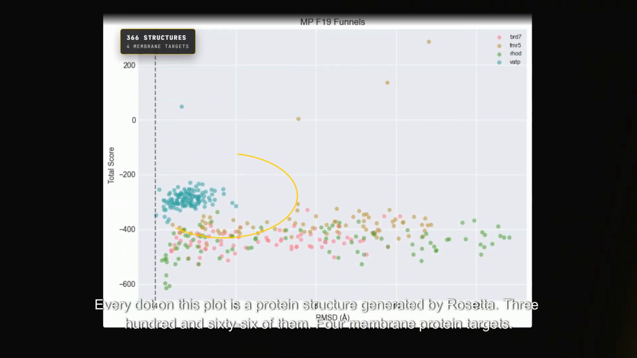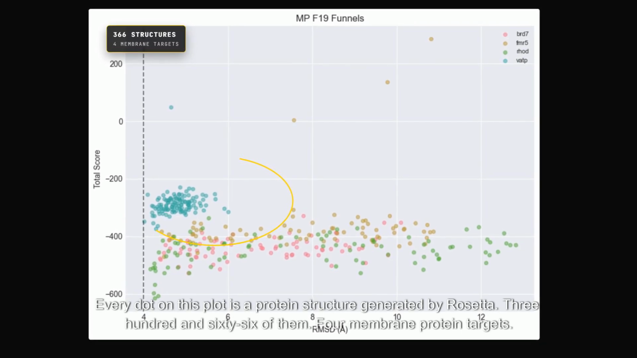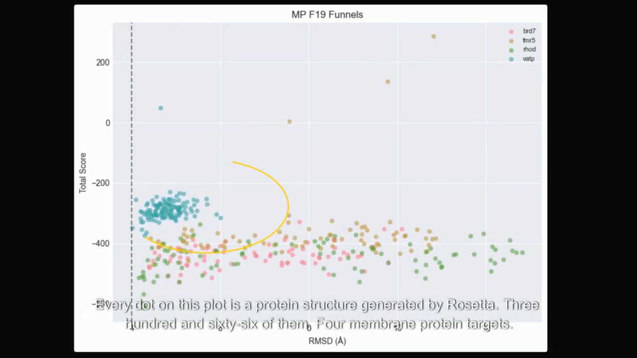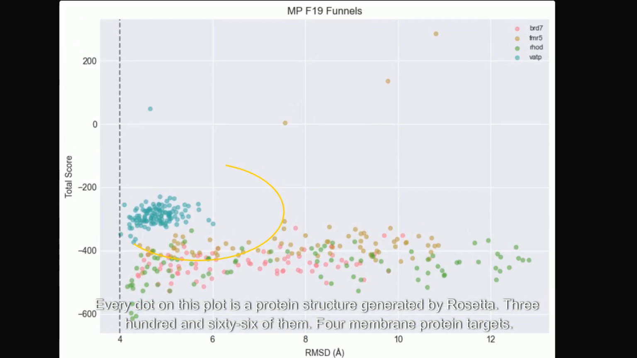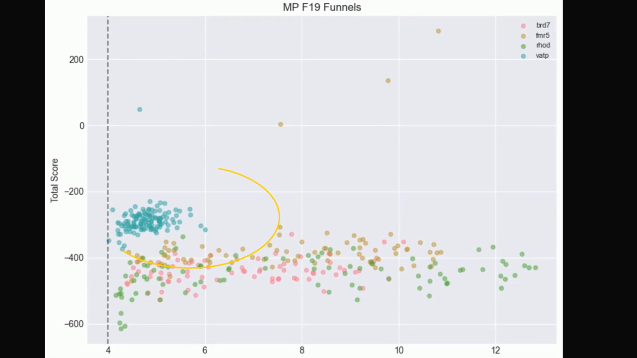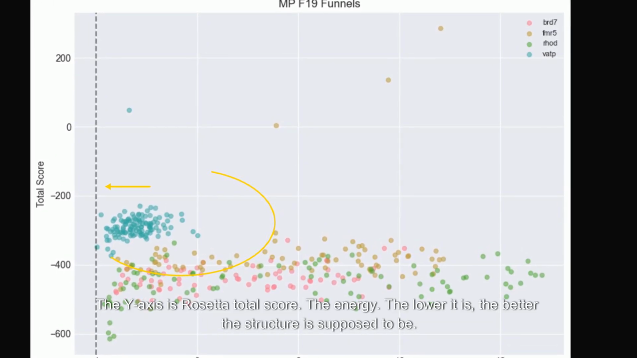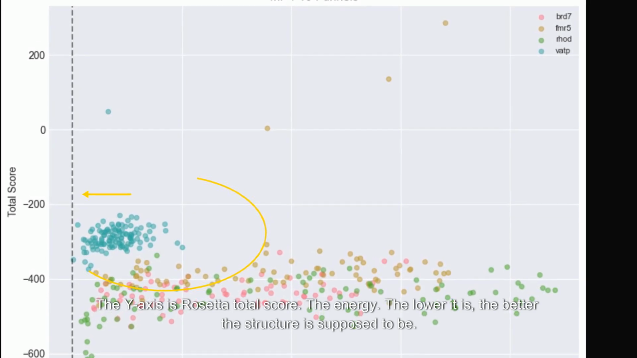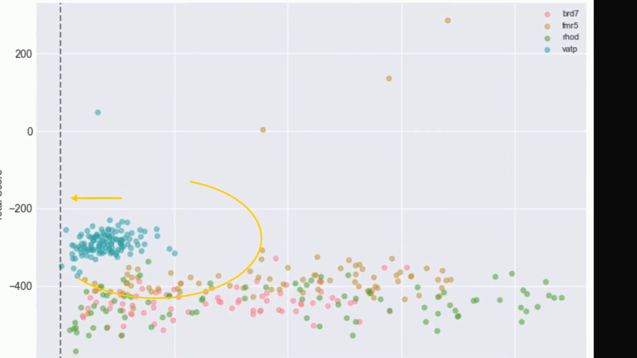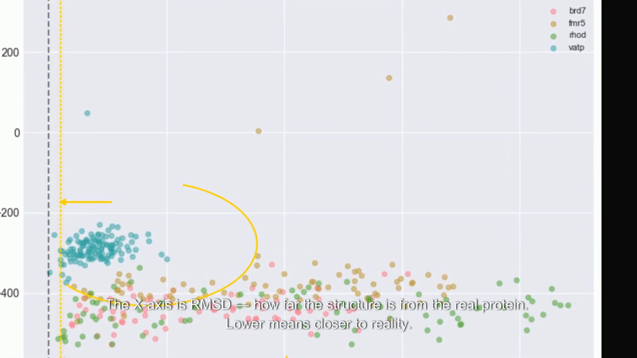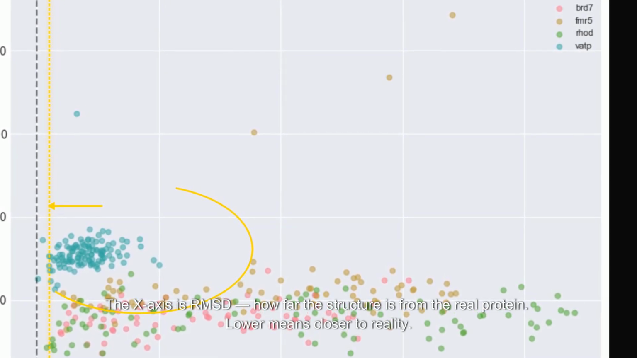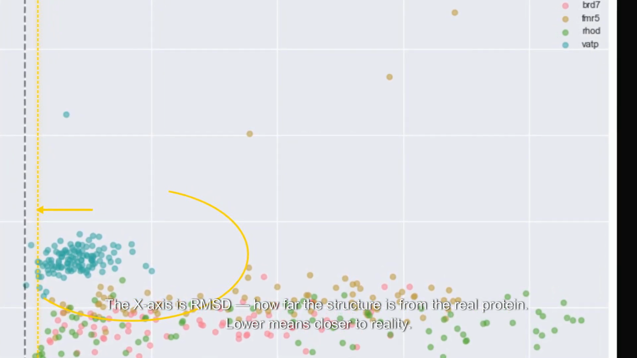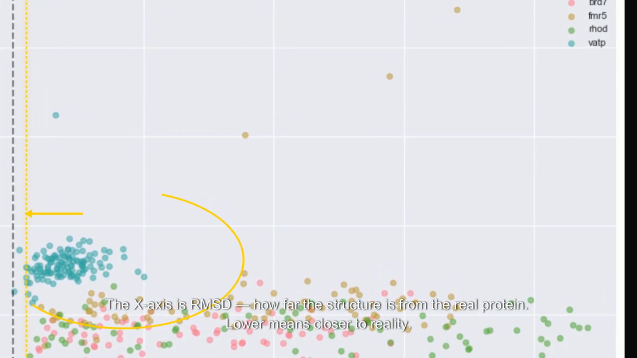Every dot on this plot is a protein structure generated by Rosetta, 366 of them, 4 membrane protein targets. The y-axis is Rosetta total score, the energy. The lower it is, the better the structure is supposed to be. The x-axis is RMSD, how far the structure is from the real protein. Lower means closer to reality.